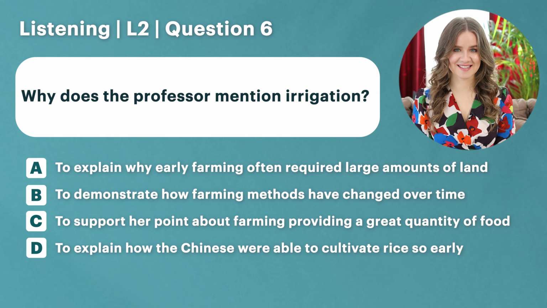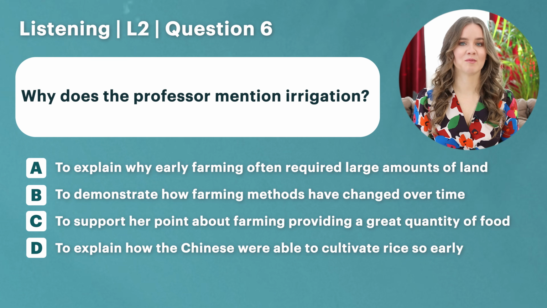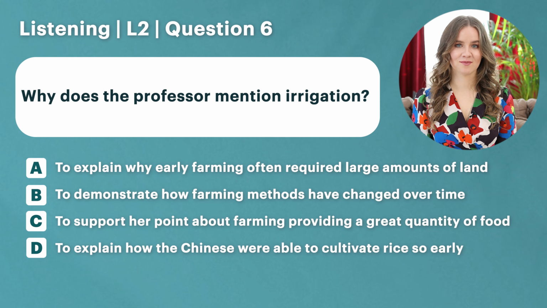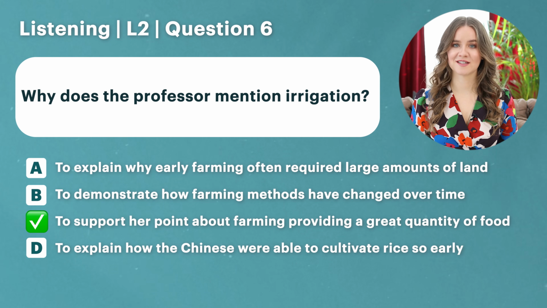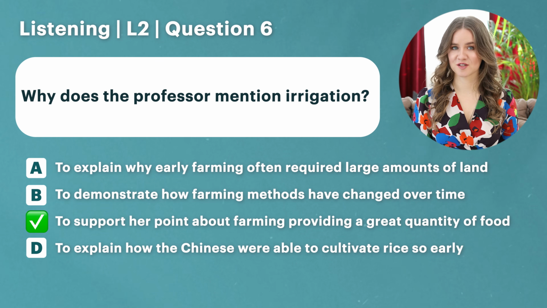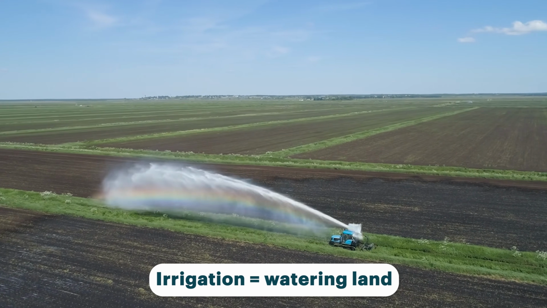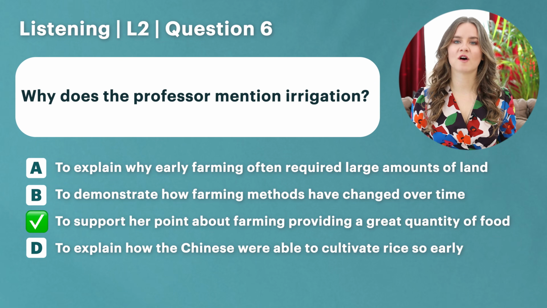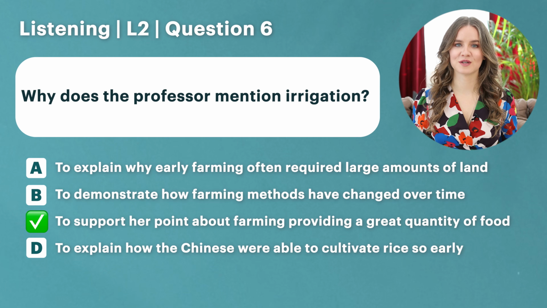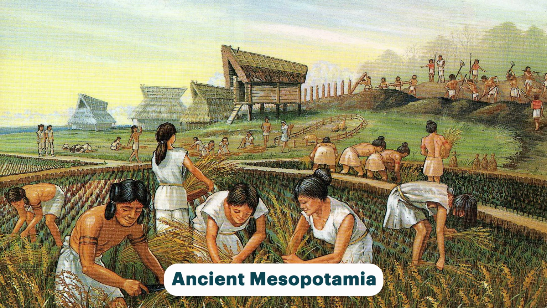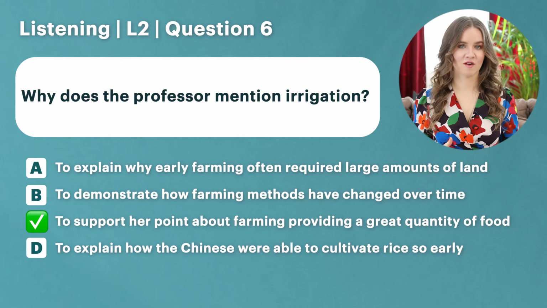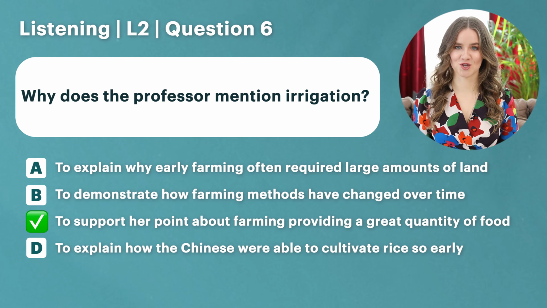Finally, question 6. Why does the professor mention irrigation? Answer C. To support her point about farming providing a great quantity of food. The professor talks about irrigation, watering land, to show that farming can produce more food. She explains how irrigation helped ancient Mesopotamia grow crops where they couldn't before, making farming much more productive than foraging.